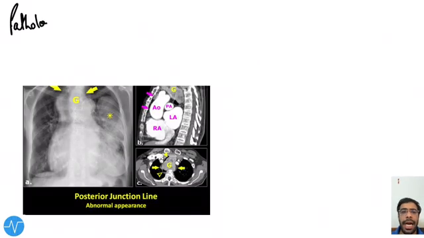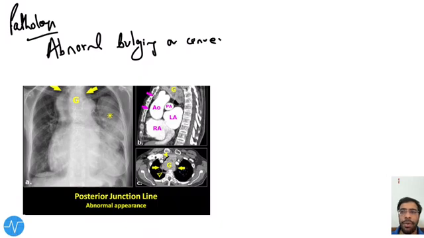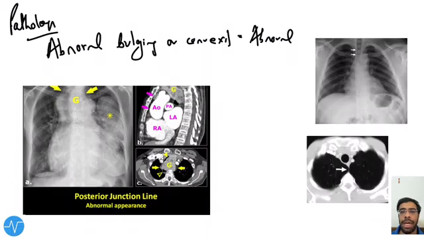It will appear abnormal. It would appear as a bulge or a convexity. This would be abnormal. In the image we can see, and on the right side there is a normal image which is showing a straight line, whereas abnormally there is a convexity.